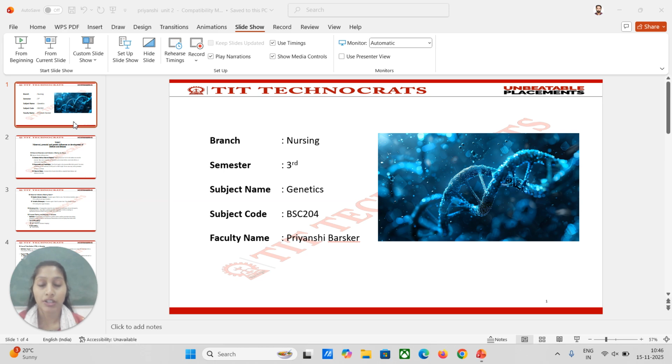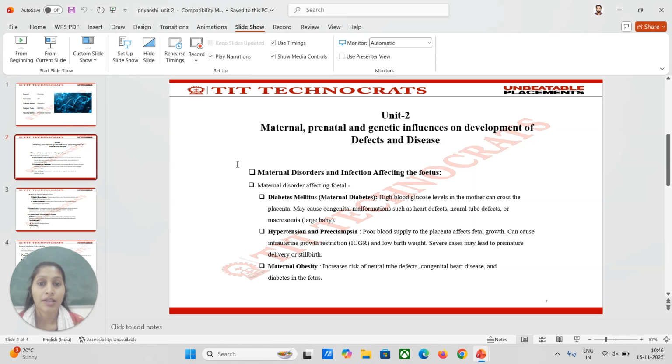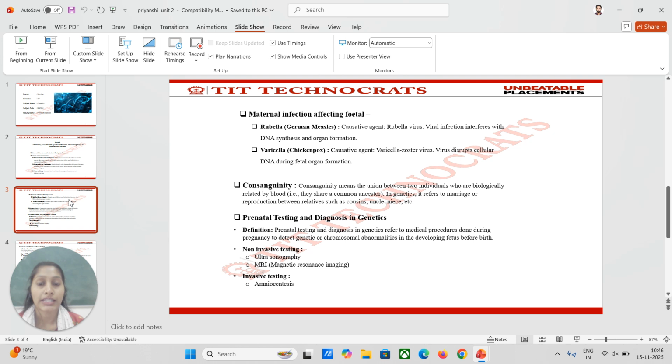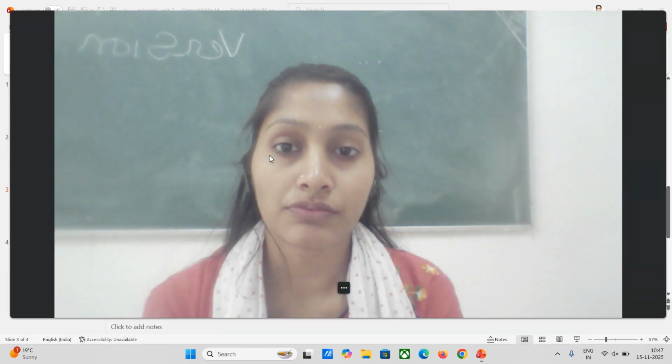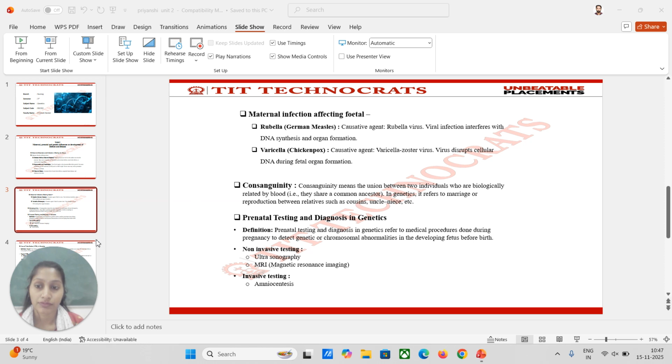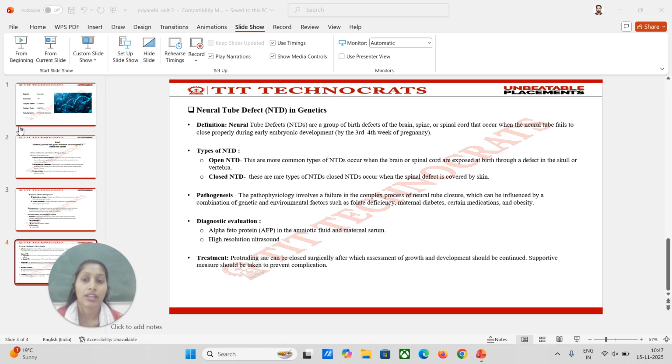So today we discussed genetics unit two, which is maternal, prenatal and genetic influences on development. It included maternal disorders and infections affecting the fetus, consanguinity, and prenatal testing and diagnosis in genetics. Then neural tube defect: definition, types of NTDs, pathogenesis, diagnostic evaluation, and treatment.